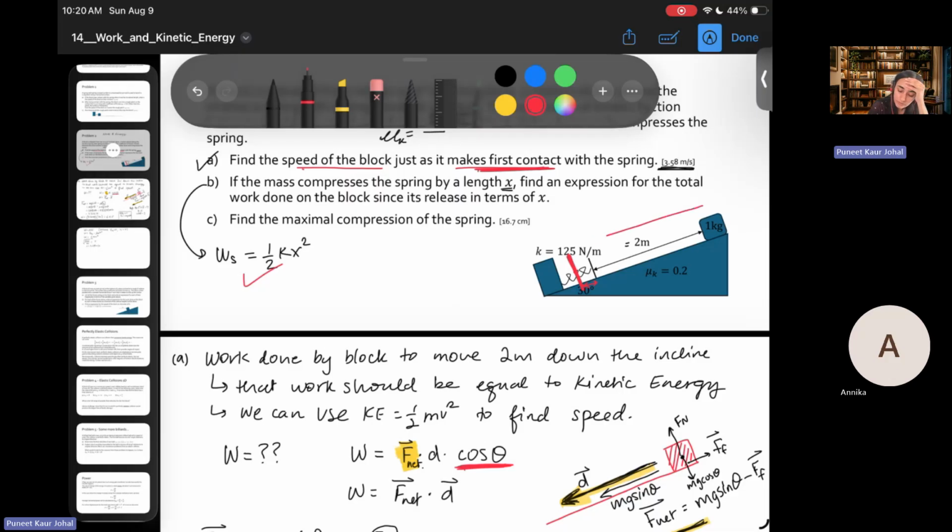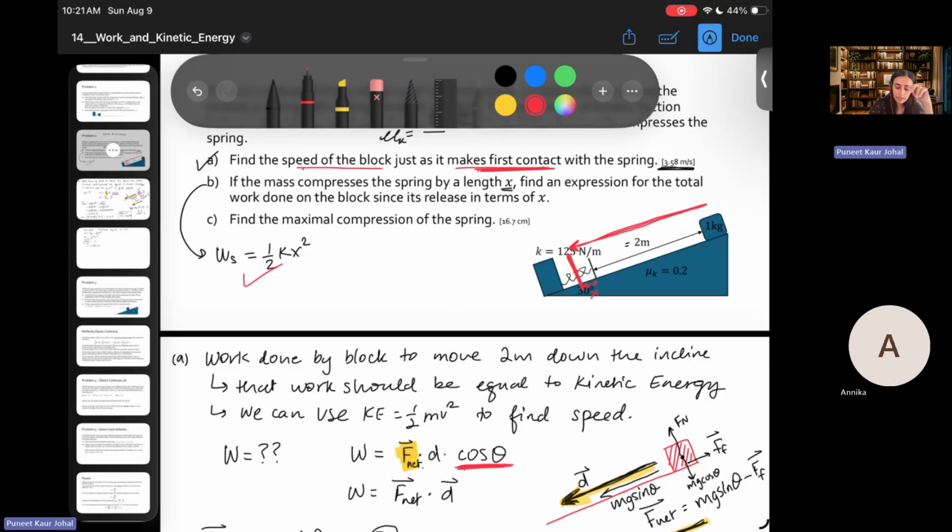The force of gravity and friction are still going to continue working until it completely comes to a stop, right? So we've got to figure out this x, centimeters or meters, what is it? Let's just say x meters. The total work done by the box since it's released all the way until it comes down to x, okay?